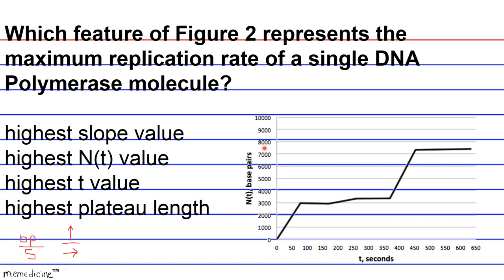In other words, the replication rate of DNA polymerase can be found by dividing the rise of the graph by the run of the graph, okay? So rise over run in simple basic algebra is the definition of the slope, okay? Therefore, the slope represents the replication rate of DNA polymerase. And so the highest slope value will be the maximum replication rate of DNA polymerase. All right. That's it. It's over.